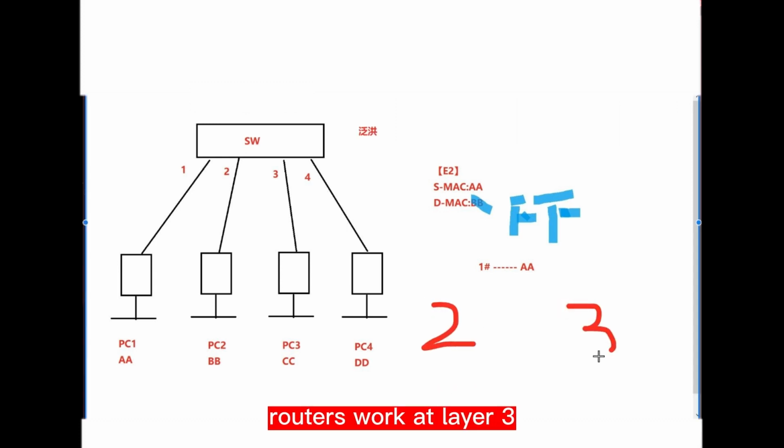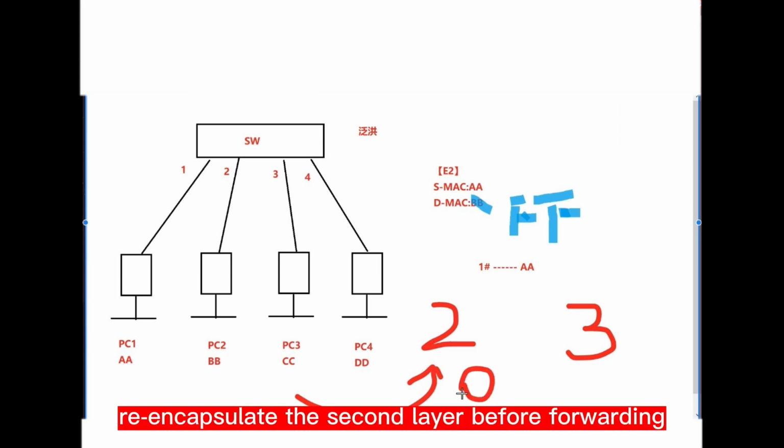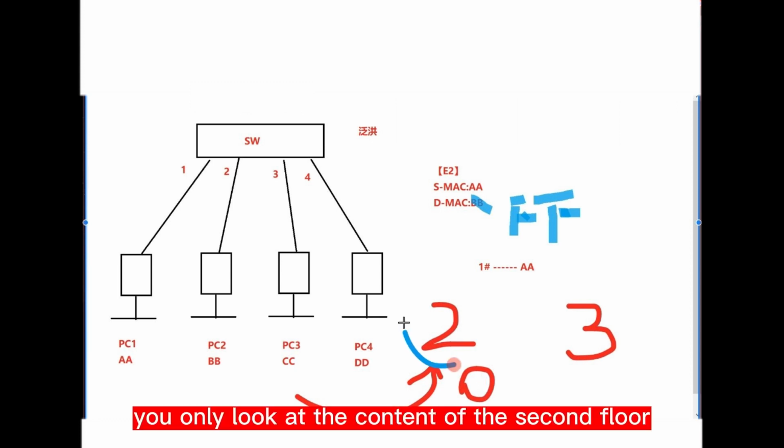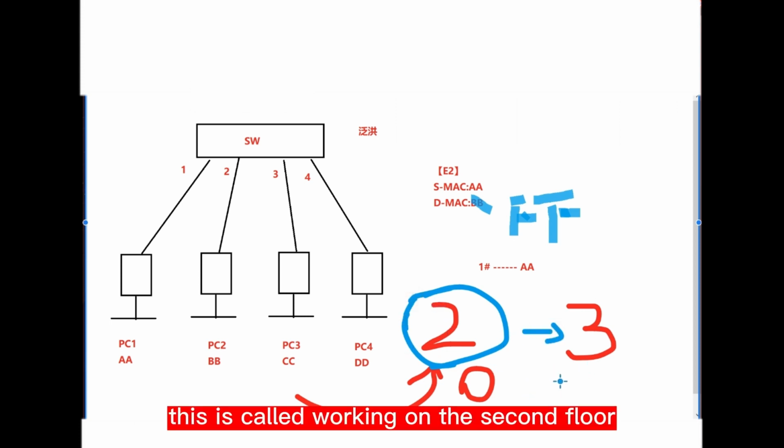Routers work at layer 3. After it receives data, it decapsulates the message. To which level? If it strips the second layer, after looking up the table, it re-encapsulates the second layer before forwarding. Then it means you only look at the content of the second layer in the whole process and don't look at the third layer. This is called working on the second layer.